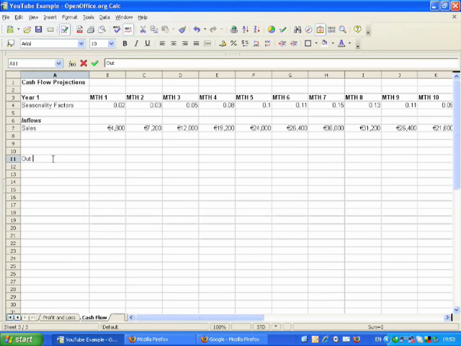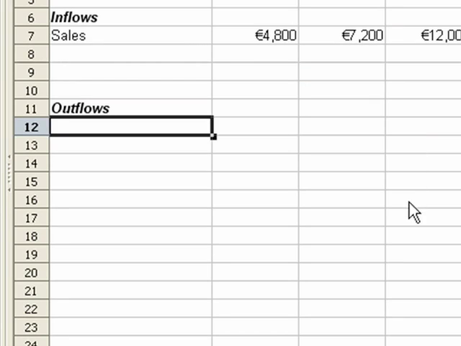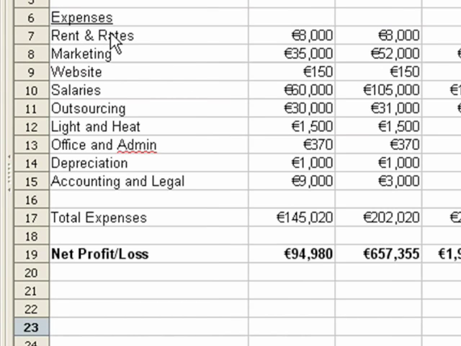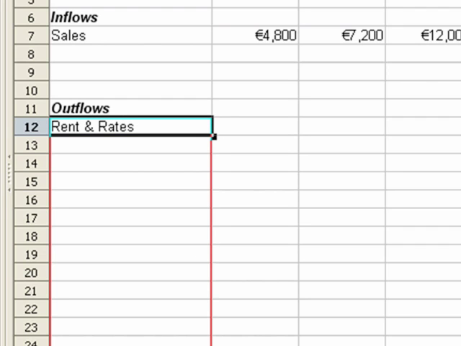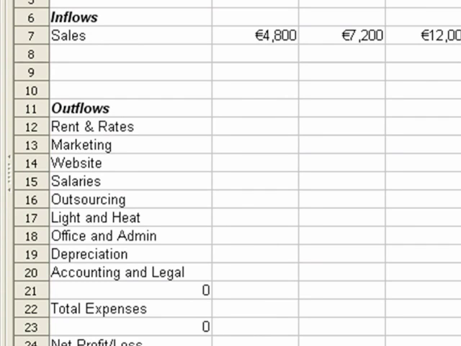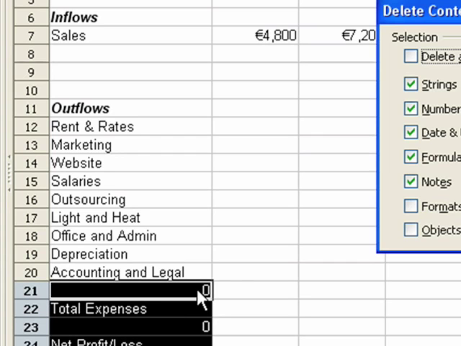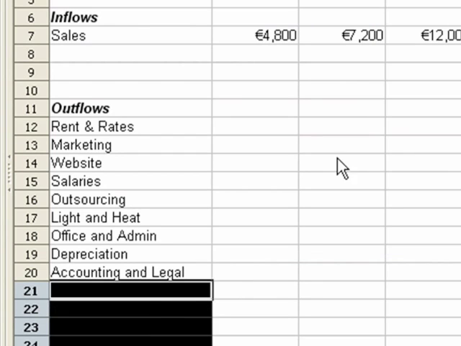Now we must move on to our outflows. That's money going out. That's the expenses that we pay for in that particular month. Go to our profit and loss. It's quite easy, just select rent and rates, and we can import all the figures in because they're all nicely lined up. So it's just a simple drag operation here, and we get all our expenses into our cash flow.